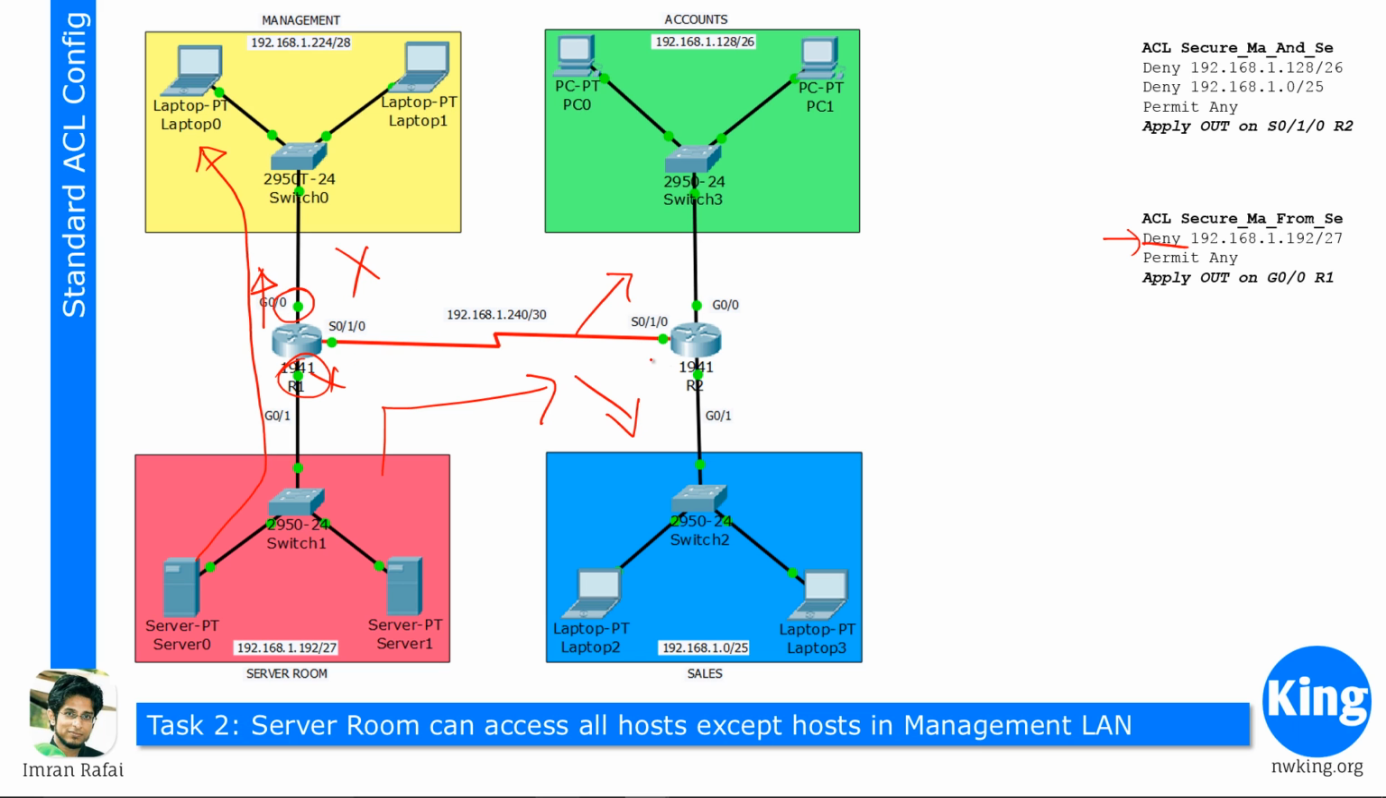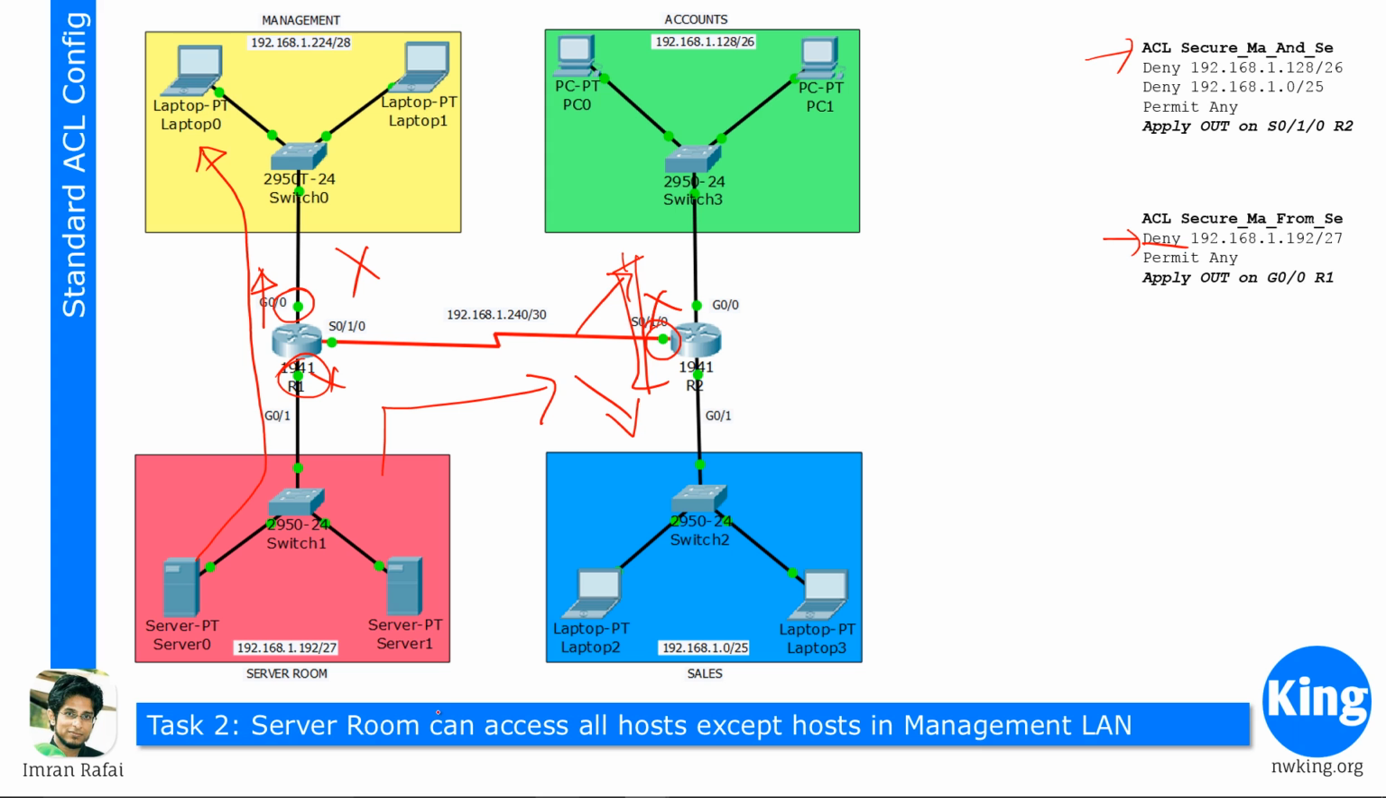Any other traffic, if let's say the traffic is actually coming from accounts, and if I apply it here, it will say no, your source IP address is 192.168.128 range, whatever that range is. It says I don't have a list which says deny, so you are permitted to go, right? But it's a different story that because of our first ACL which is applied here, all traffic coming in from sales or accounts is anyway going to be dropped here, right? So that's our task 2.